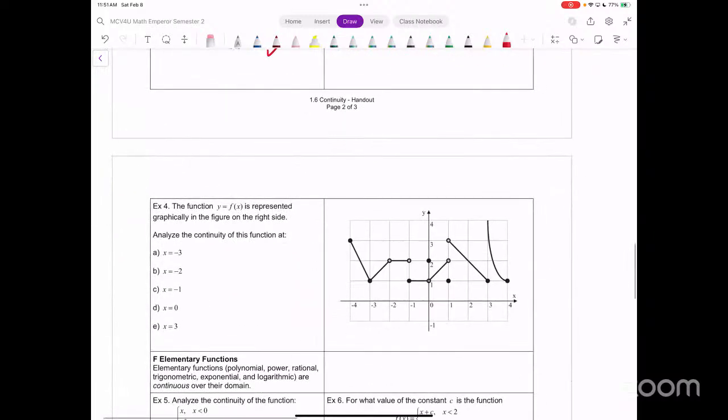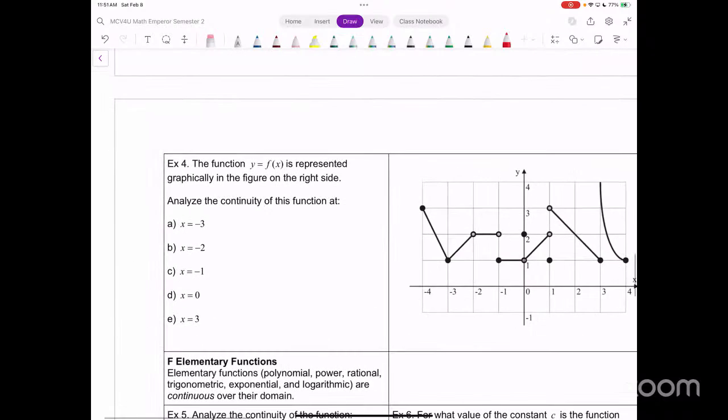So let's do some fancy part. The function f of x is represented graphically in the figure on the right side. Analyze the continuity of this function. You guys are going to say is it continuous, or jump discontinuity, removable discontinuity, or infinite discontinuity? Let's start with Swati. X is equal to -3. What do you think, Swati? It's continuous. Yes.